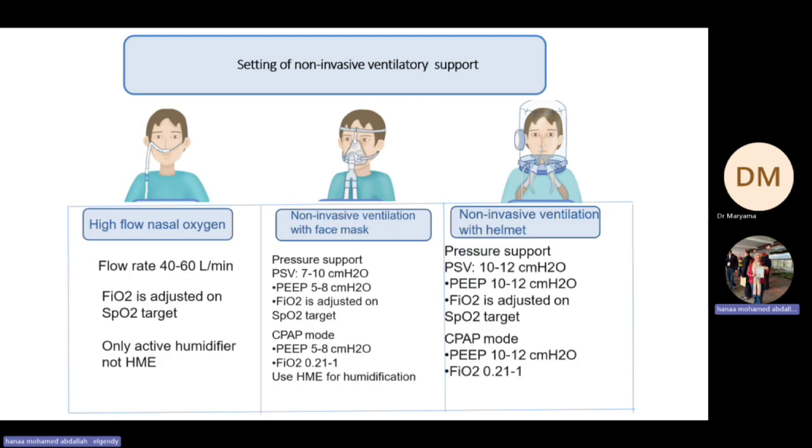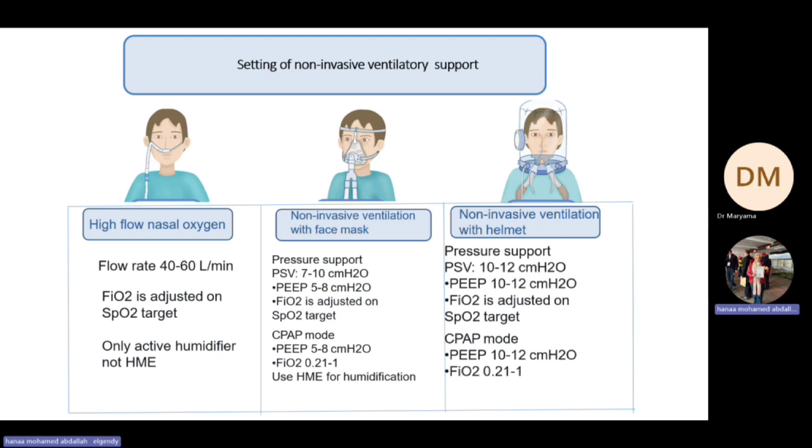For the setting of non-invasive ventilatory support, while starting the high-flow nasal cannula, we should assess the patient's tolerability of high flow. So we don't start with 40 liters per minute, we start with 20 to 30 liters per minute with humidified oxygen. We use only the active humidifier, never the heat moisture exchanger or HME filter for patients using high-flow nasal cannula.